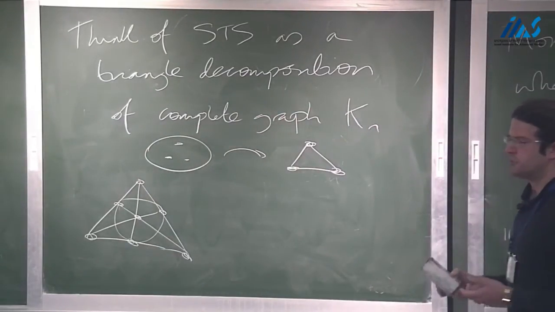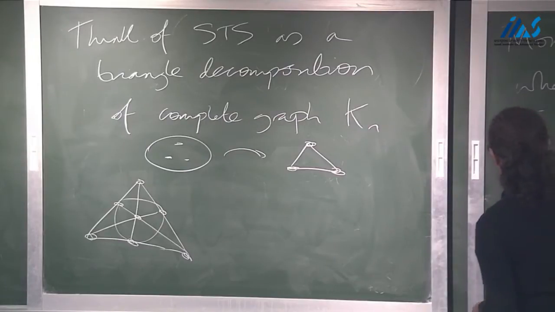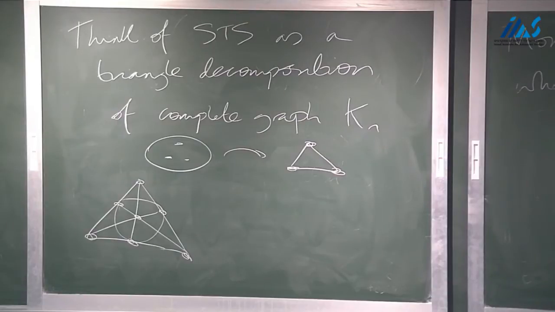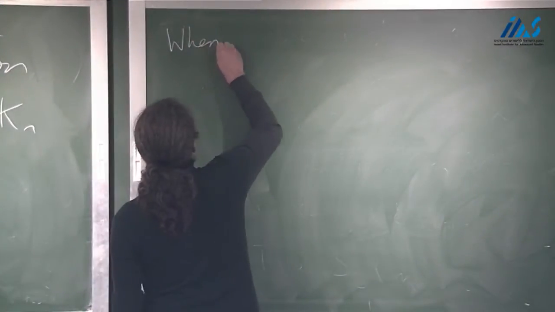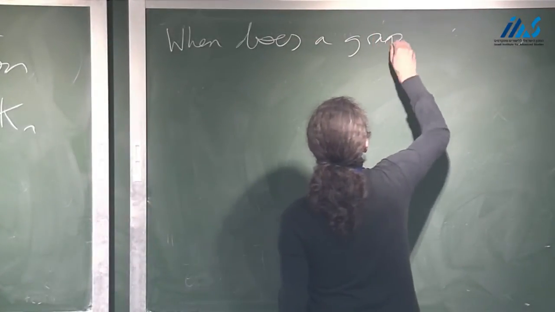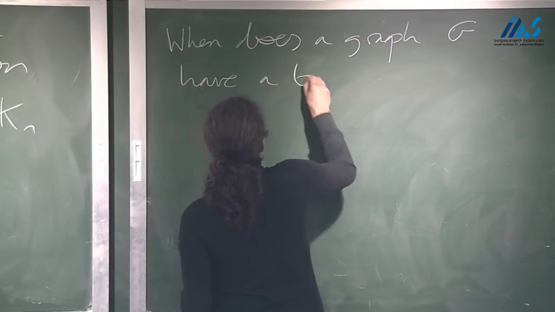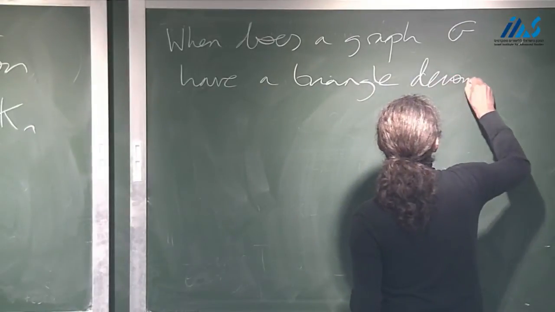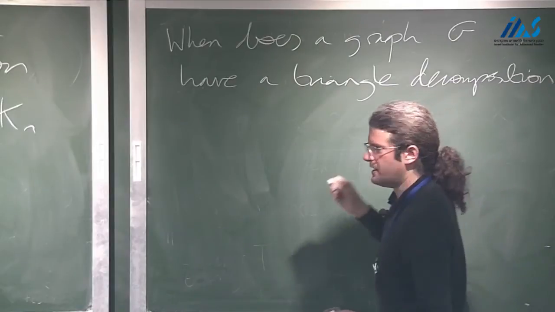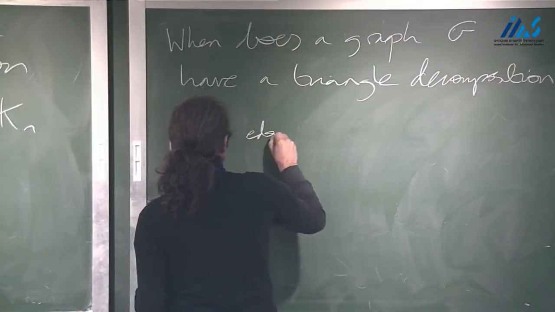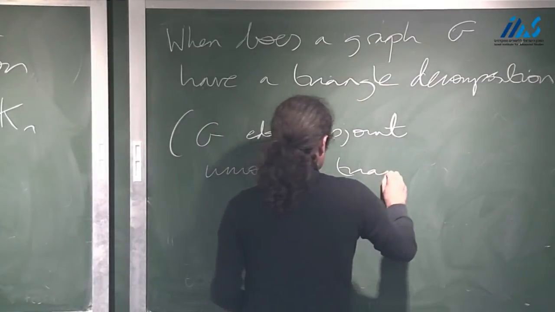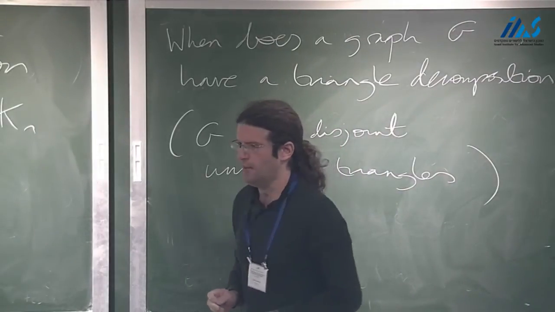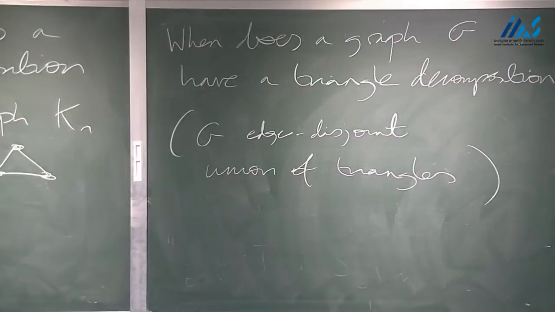Given this viewpoint, the natural generalization is: when does a graph have a triangle decomposition? Not necessarily a complete graph. Does a graph G have a triangle decomposition? Just to make it clear, G is the edge disjoint union of triangles. Okay, so there are some necessary conditions, generalizing these conditions here.